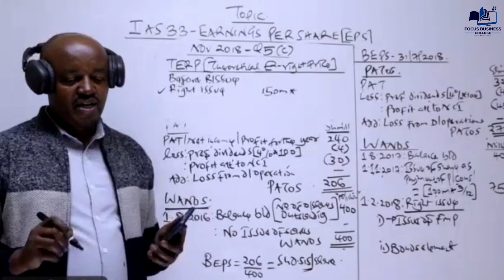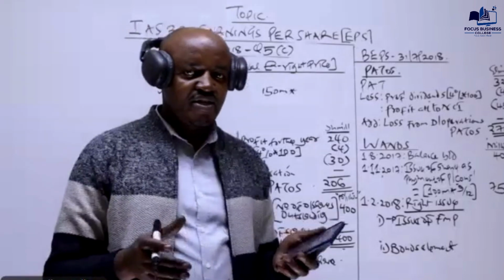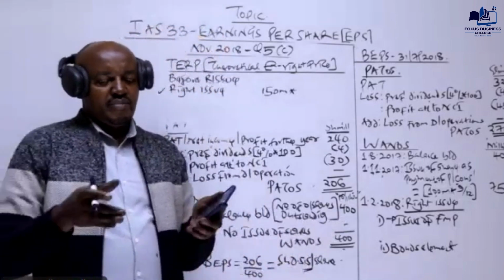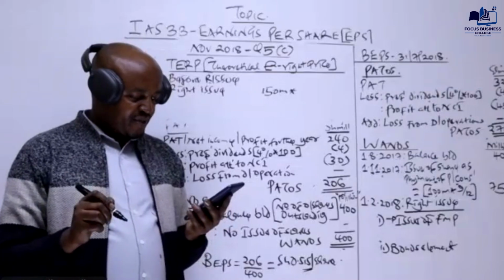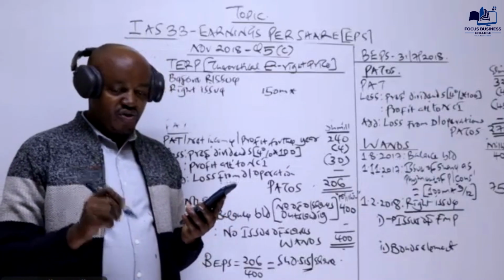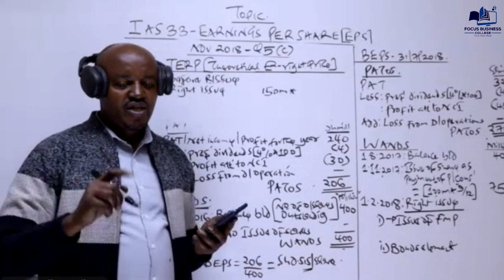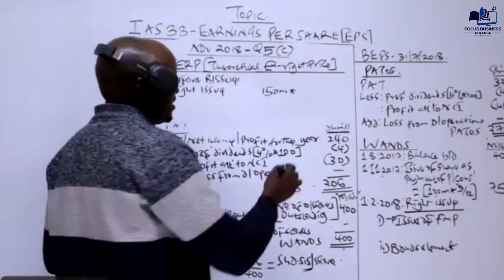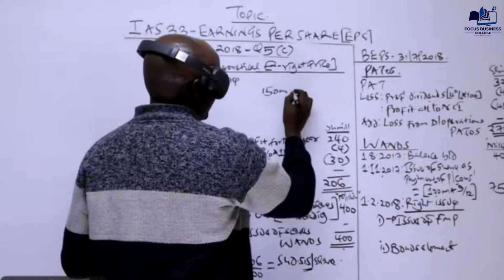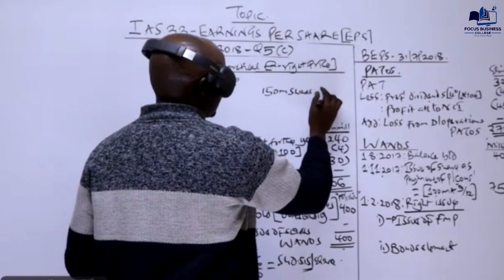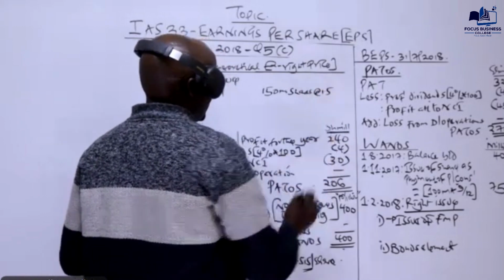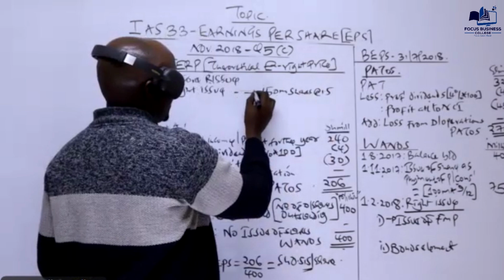Remember, always during the rights issue, the shares will be issued at a price below the market price. In that case, we are given two prices: 1.5, and then 2 shillings. So the shares were issued at a price of 1.5. That is the issue price. So the company issued 150 million shares at a price of 1.5. These are the shares which were issued during the rights issue.